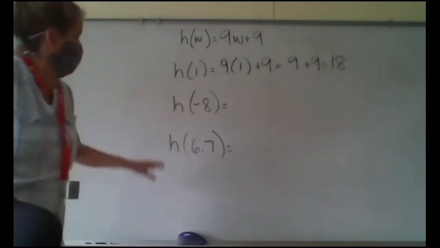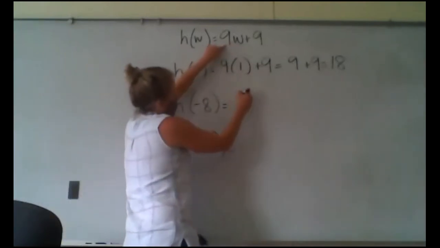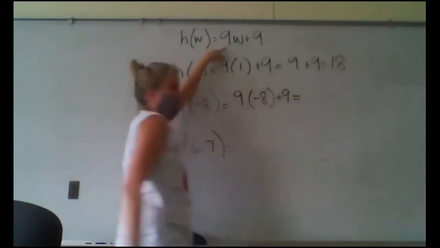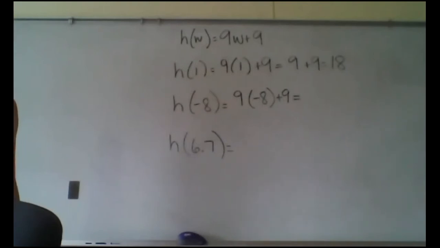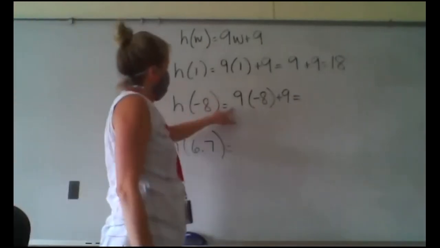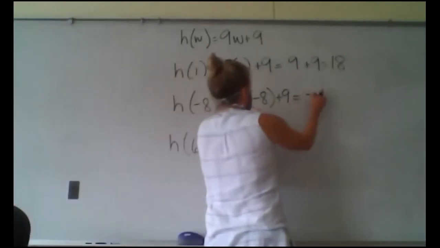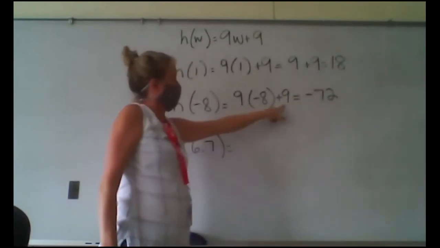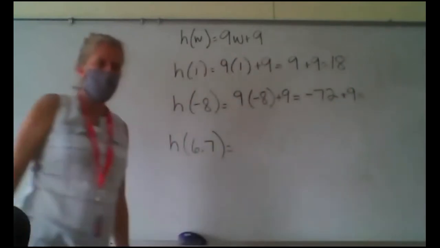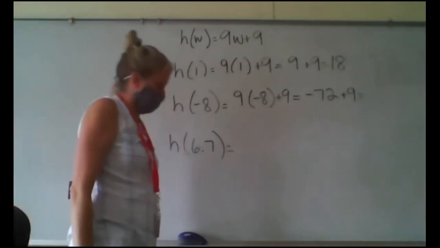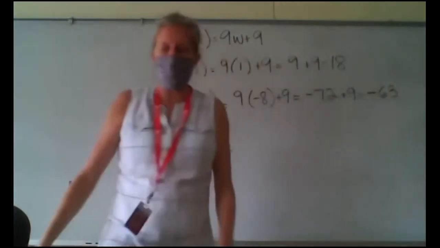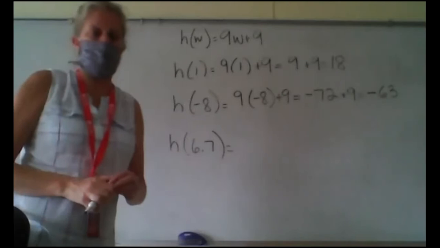All right, let's do it again with -8. Again, replacing the w with -8. So I'll have 9 times -8 plus 9. Nine times -8, when I multiply that together, it gives me -72. Bring down the plus 9. And then do that math. So -72 plus 9, what does that give me? -63. Again, if you don't like doing the positives and negatives, just punch that in your calculator.